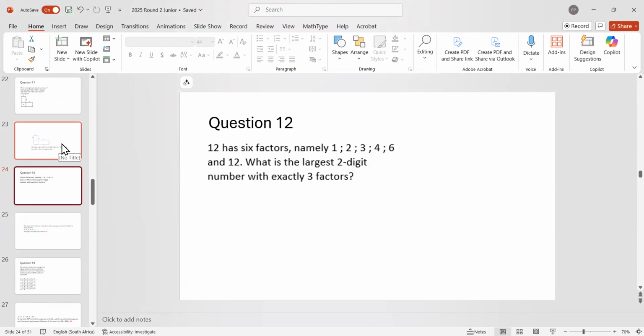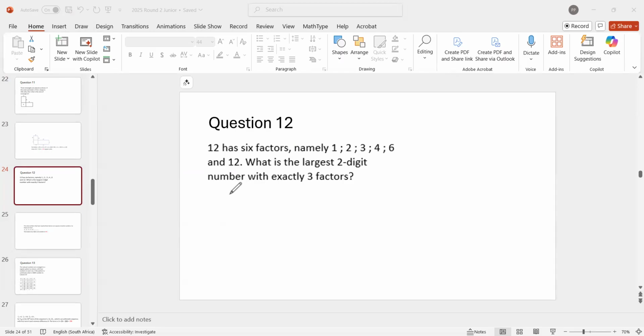Okay, now let's go on to question 12. This 12 has 6 factors. Okay, you can see 1, 2, 3, 4, 6, and 12. What is the largest 2-digit number with exactly 3 factors? Now, actually, we need to know something here. There's a way of calculating the number of factors. And I'm not going to go into detail with this, but you can read my book, 1000 Problems in Mathematics, Olympiad Problems, and the reason is given there.